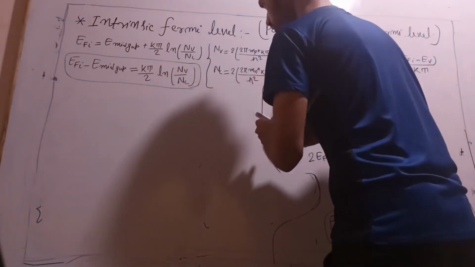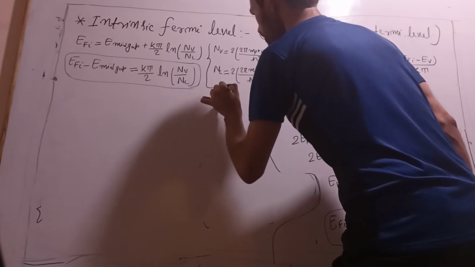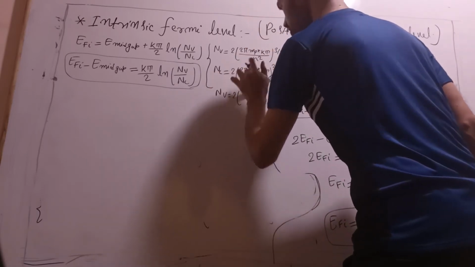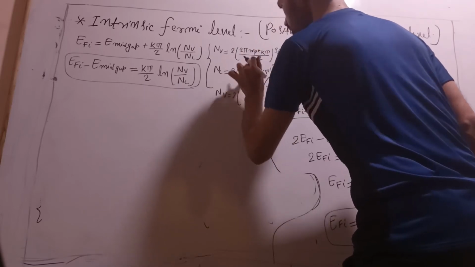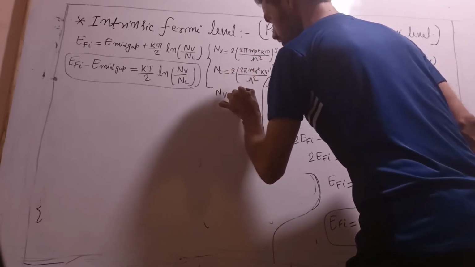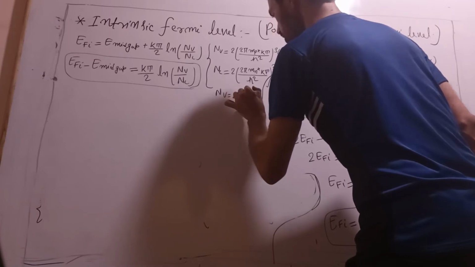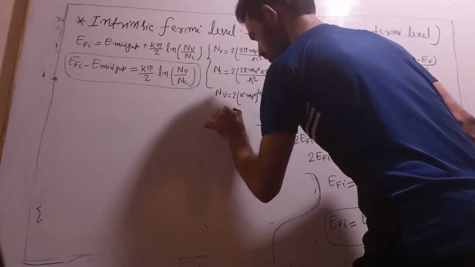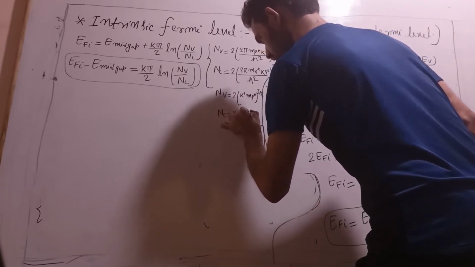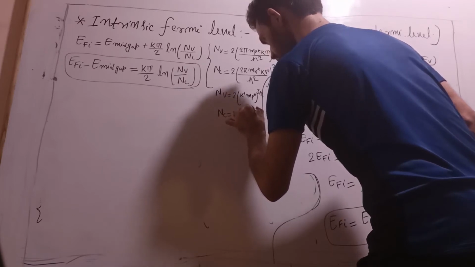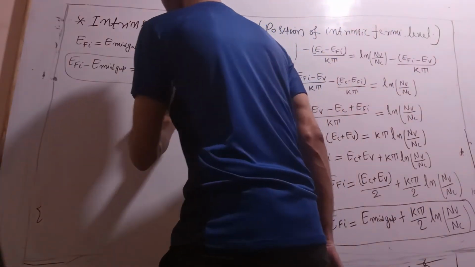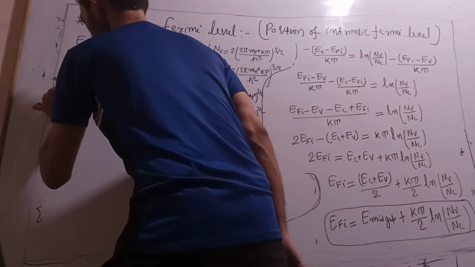When we put this value here, what we will get? See here, NV is equal to 2 into 2 pi kT by h square. This is the same in both cases, so let us put it as k dash. NV is equal to 2 into k dash mp star to the power 3 by 2, and NC is equal to 2 into k dash mn star to the power 3 by 2. Just put this value here. What we will get here?